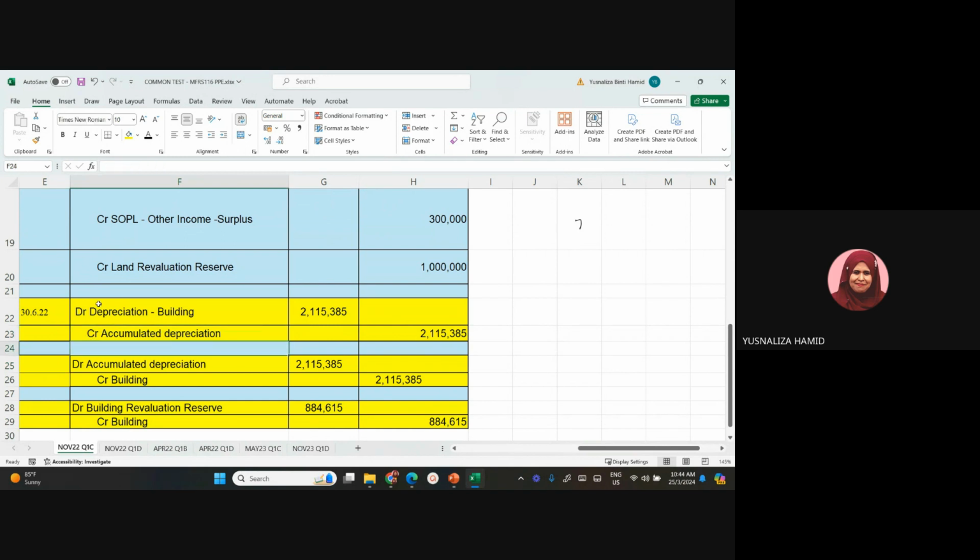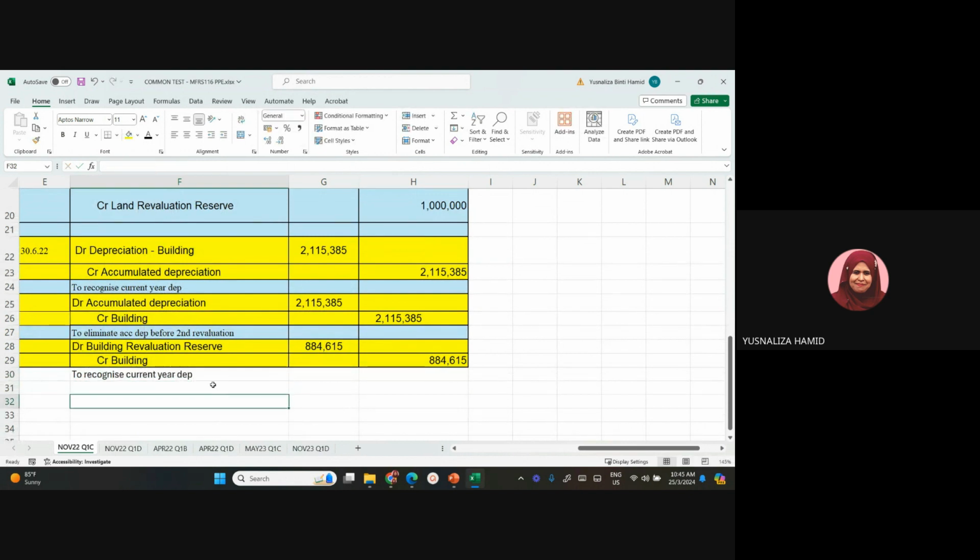This first one is to provide the depreciation, to recognize current year depreciation. The second one is to eliminate the accumulated depreciation. First you provide, now you eliminate. Why do you eliminate? Because you do revaluation. This is depreciation before the second revaluation. Why before the second revaluation? Because the one during the first revaluation has been eliminated much earlier. So to eliminate, that was 2,115,385.